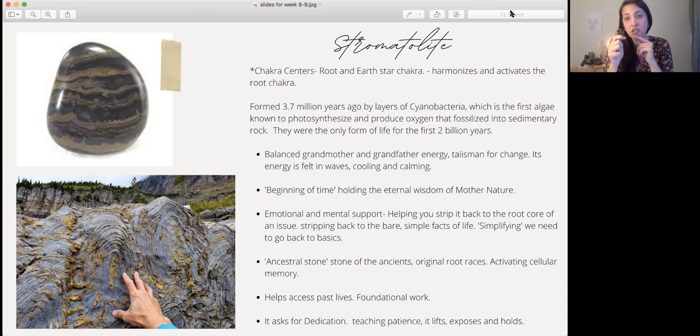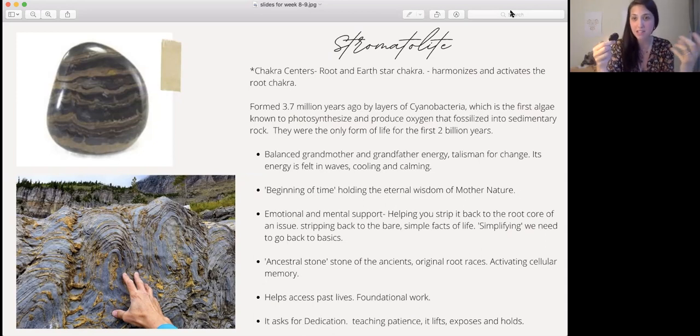This was the first crystal to appear for the course, and it kept whispering to me, the beginning of time, the beginning of time. Like, we need to go back to the beginning, all of us. We need to hold the eternal wisdom of Mother Nature.